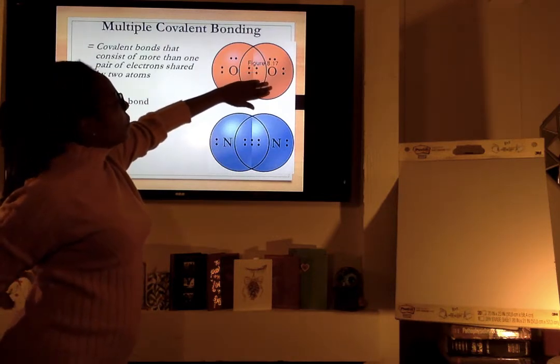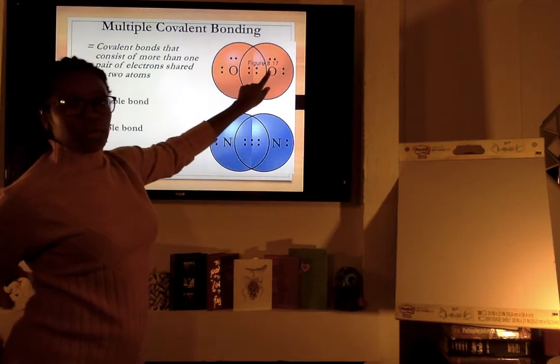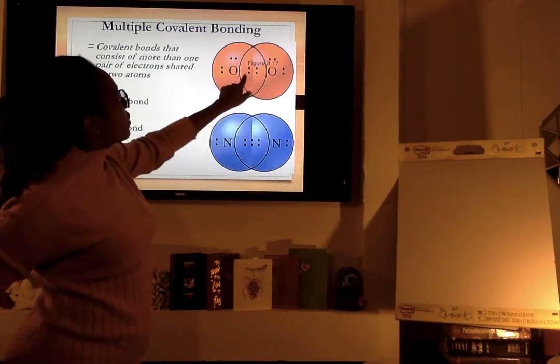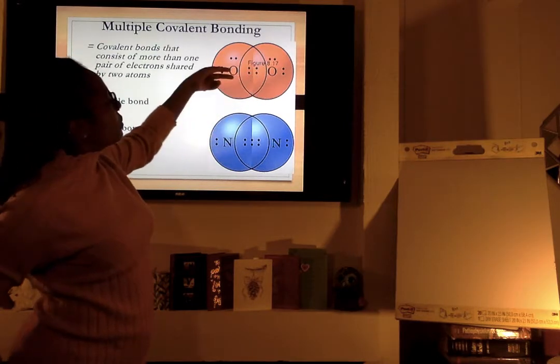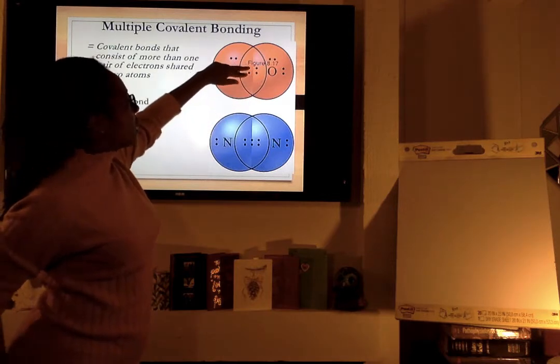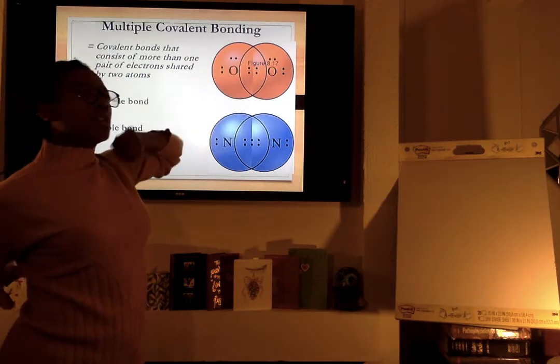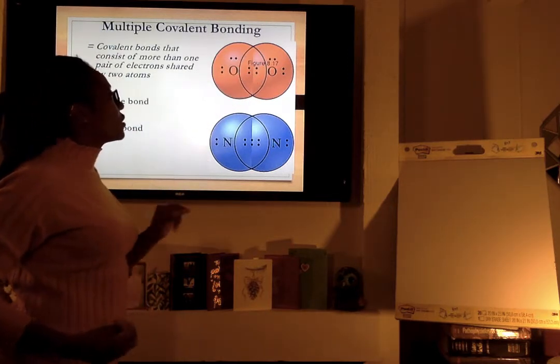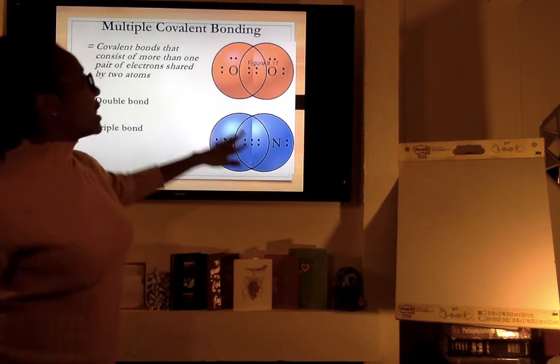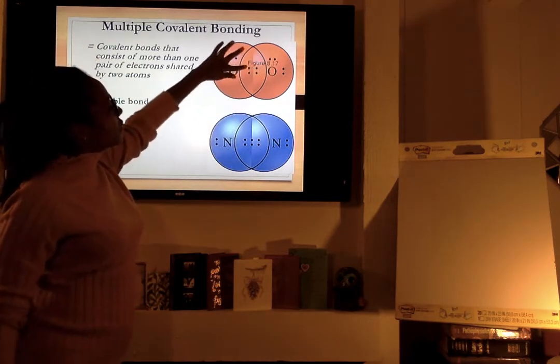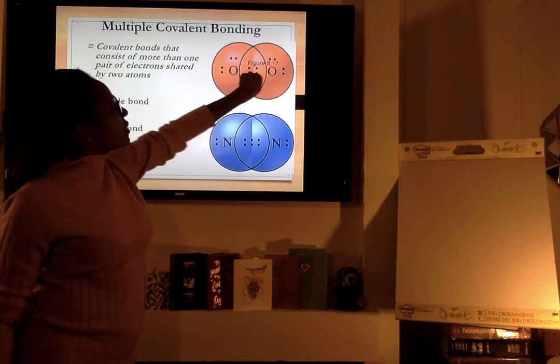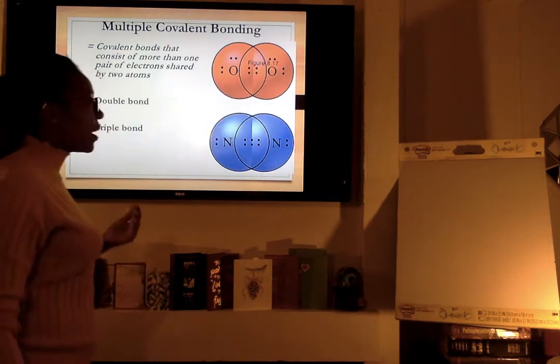covalent bond. But then you move down, and you realize there are two more pairs, another pair of electrons between the two atoms. Because there are two pairs of electrons between the two atoms, that's considered a double bond. One pair is one bond, and the second pair is another bond, and that's a double bond.